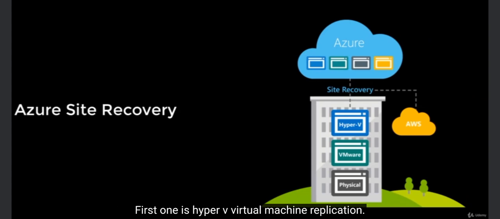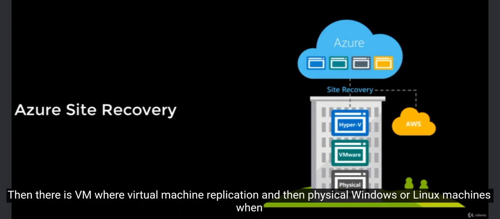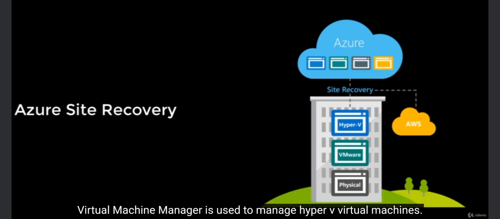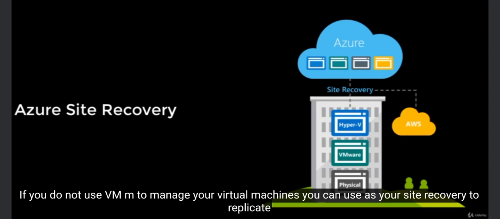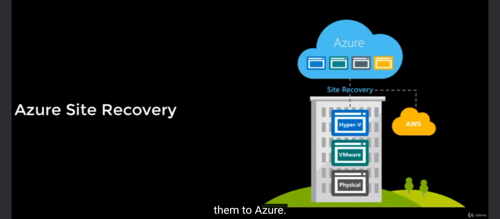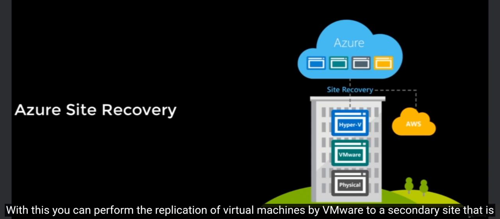First one is Hyper-V virtual machine replication, then there is VMware virtual machine replication, and then physical Windows or Linux machines. When Virtual Machine Manager is used to manage Hyper-V virtual machines, you can use Azure Site Recovery to replicate them to Azure or to a secondary data center. If you do not use VMM to manage your virtual machines, you can use Azure Site Recovery to replicate them to Azure only.